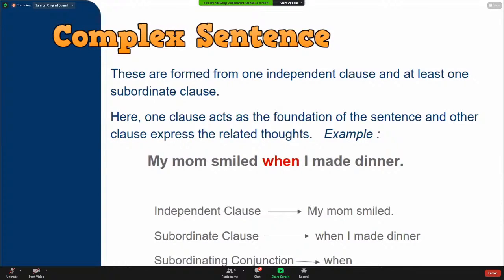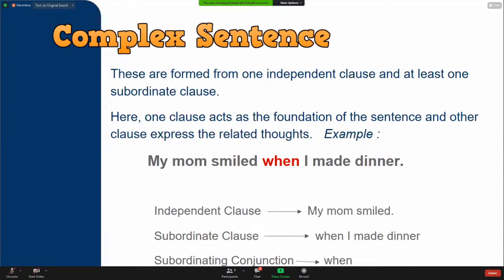One is independent. Independent means it can survive alone. But the other one is called a subordinate clause, which is depending on the independent clause. So here one clause acts as the foundation of the sentence, and another clause expresses the related thought. The independent clause is the main portion, the backbone of the sentence. And the subordinate clause is just added to give more related thoughts on it. Got it?